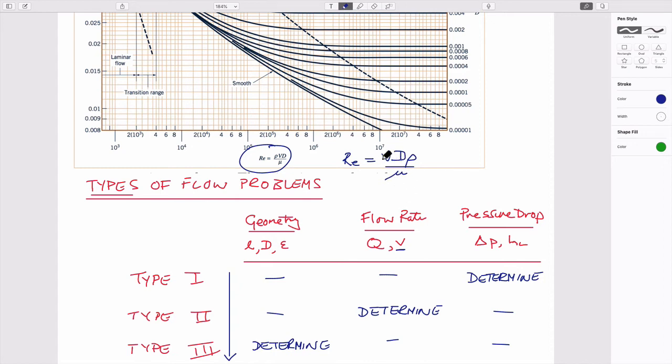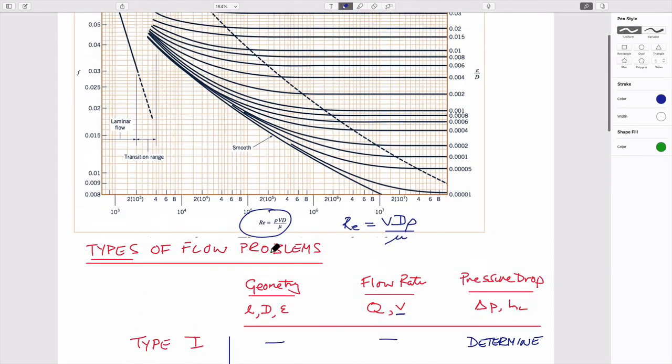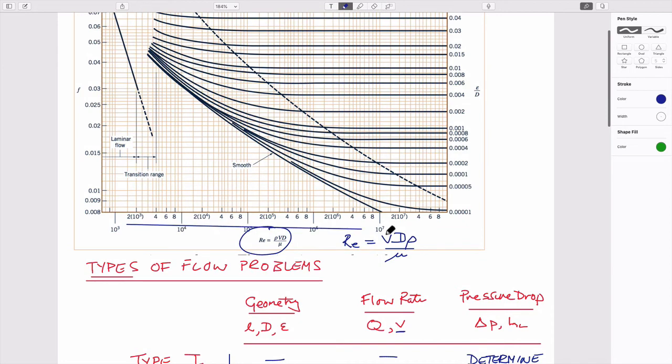And so if we know the velocity already for this, we know exactly where we are on this particular spectrum here. So if we know where we are, we immediately know when we go up here, if we've got a rough pipe or otherwise, we immediately know definitively what the friction factor is. We don't have to iterate for it.